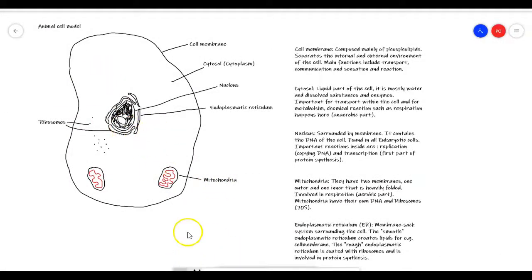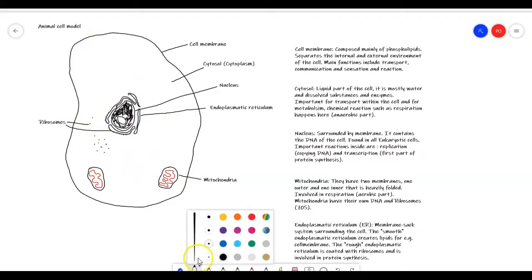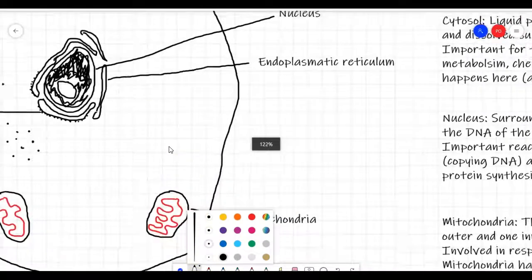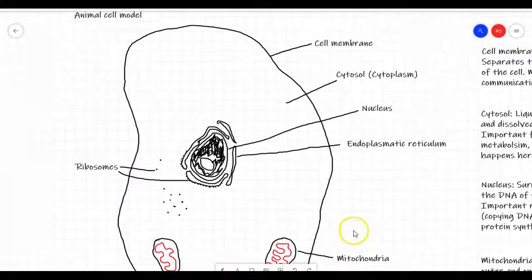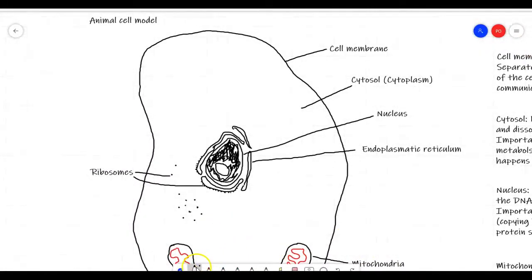Then we're going to draw something else. They're like all over the cell, but we're not going to draw them all over the place. Let's see, what's the next one? Now here comes my favorite part. Let's draw this over here. This is the Golgi apparatus. I don't know why I'm doing this in green, but I just wanted to make it look a little different.